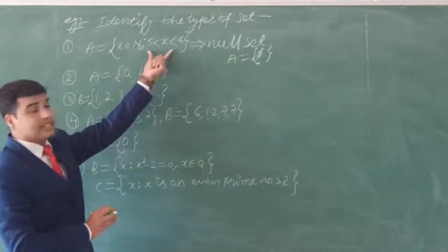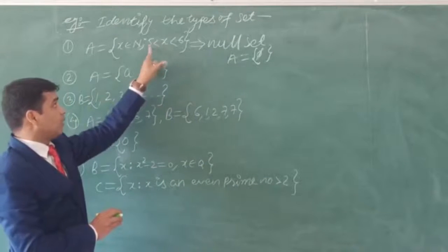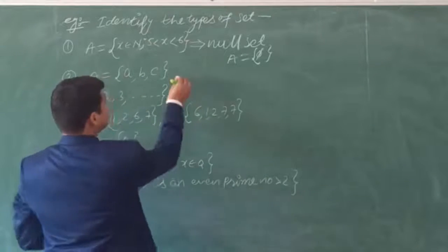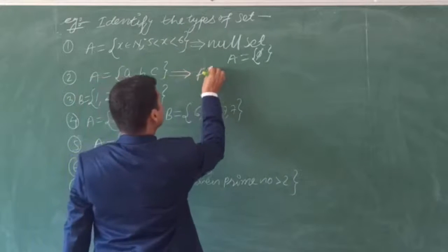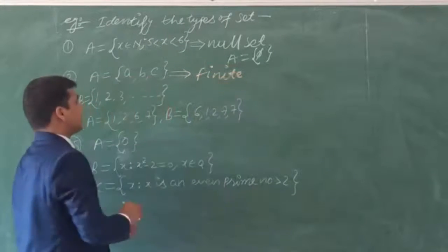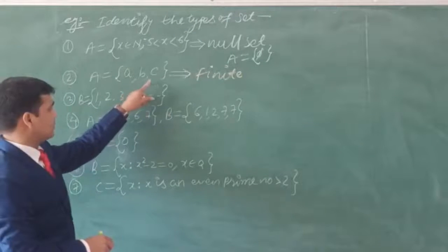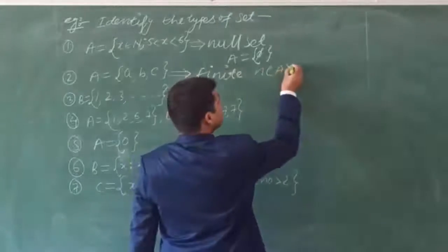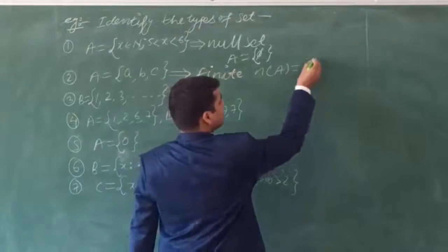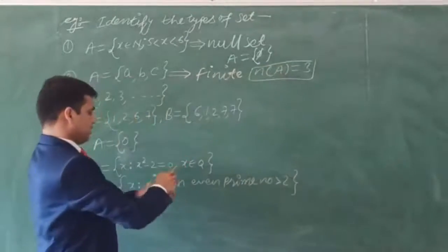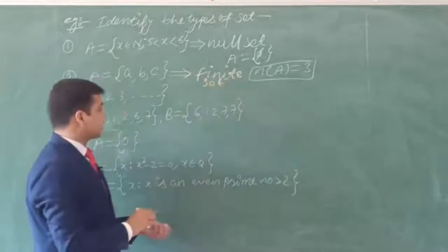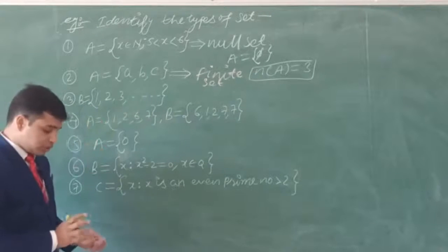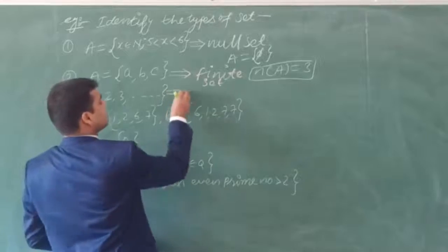Okay, so I hope you are getting this. What is the reason behind this? There is no natural number between 5 and 6. That's why this is a null set. Next, this is a finite set. Why? The number of elements is here, and we can easily count them: A, B, C. The number of elements is finite, so we can say n(A), the number of elements in set A, equals 3. So this is a finite set. Next, set B has the elements 1, 2, 3 and so on. So this is an infinite set.